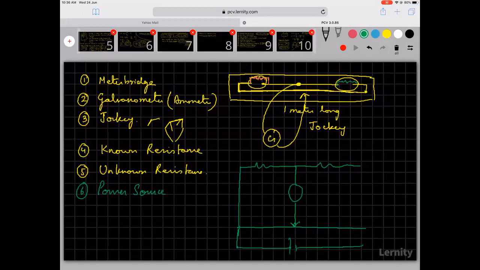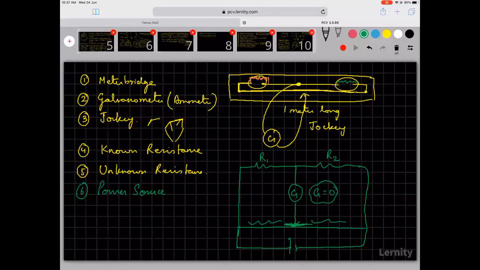If you see, this is a typical Wheatstone bridge circuit. So this is one resistor, this is another resistor. This is a known resistor, this is the unknown resistor. Then this is 1 meter long. Then you can keep moving the jockey. This is a galvanometer. You can keep moving the jockey till the galvanometer shows 0. Once the galvanometer shows 0, that means there is no current. Once there is no current, you will see that it is a balanced Wheatstone bridge.